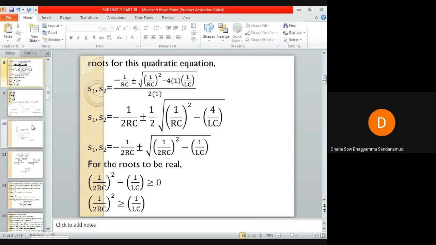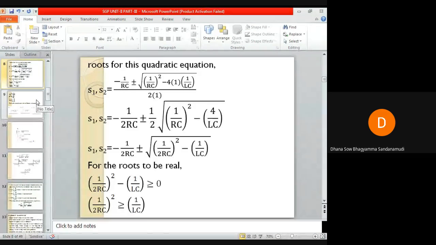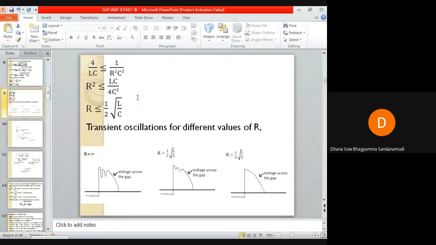Completed? Okay then, you just continue. For the 2, it was 1 by RC whole square. So the 2 square I have sent here, that is 4 by LC less than or equal to 1 by R square C square. You just write down these 3 equations so that I will explain about these waveforms.